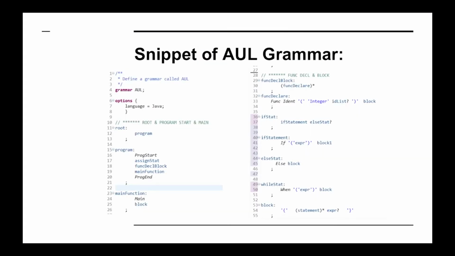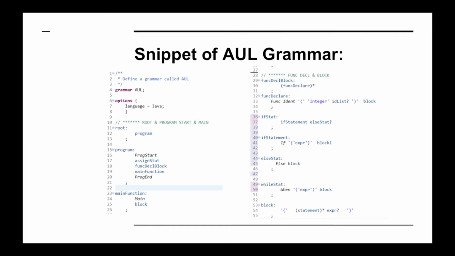Here's a snippet of the OWL grammar. As you can see, any OWL program begins at the root of this grammar. The root then proceeds to the program. The program consists of the keyword prog_start, assignment statement, a function declaration block, a main function, and concludes with the token prog_end. You can see on the bottom left of this slide that the main function consists of the token main and then a block.